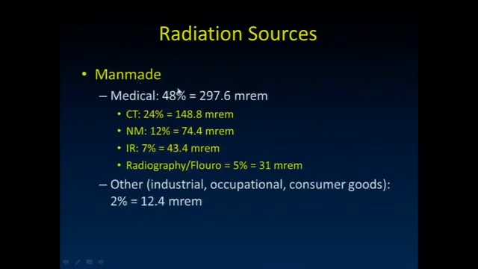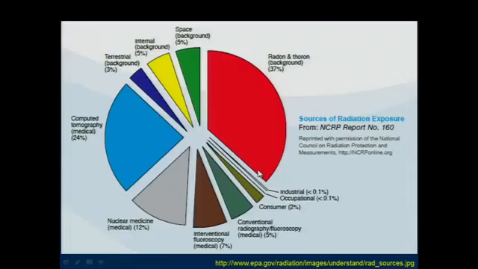So what about the man-made? About 50%, as I mentioned. About half of that's coming from CT. Nuclear medicine's the next big player, interventional, and then radiography, fluoro, a smaller proportion. And then there's a small amount of other, industrial, occupational, consumer goods kind of thing. And here's a nice chart that breaks down some of the sources. So look, the background from radon and thoron is really the only thing that's bigger than CT here.